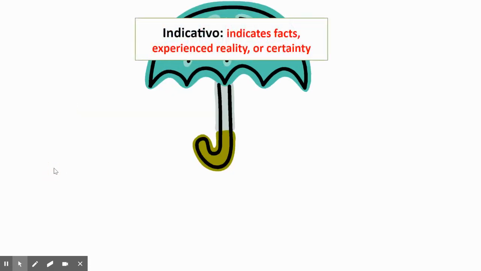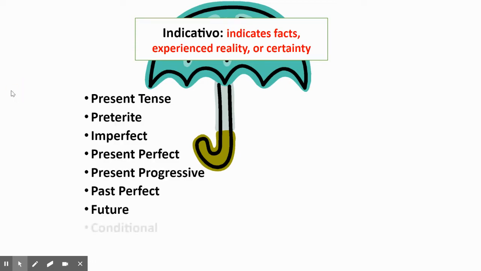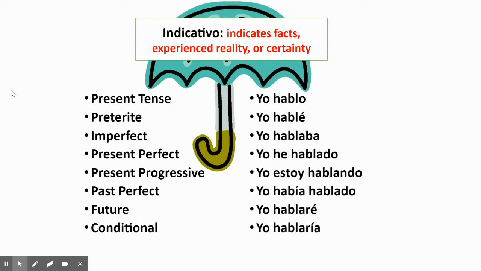Indicativo, or indicative, indicates facts, experienced reality, or certainty. Things that are true and real. You have concrete evidence of them. Within the indicative mood, we have tenses like the present tense, the preterite, imperfect. You can see the rest. Some examples of how to conjugate the verb hablar in all of those tenses that live under the umbrella of the indicative mood, indicativo.